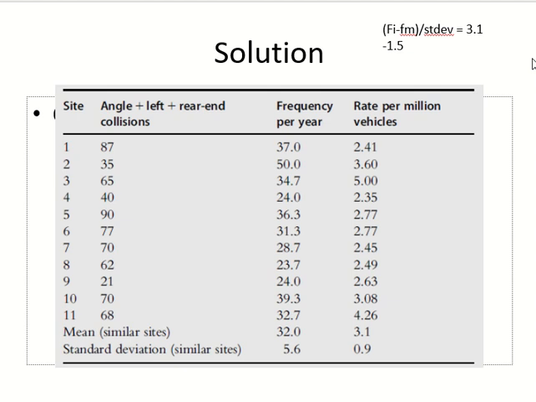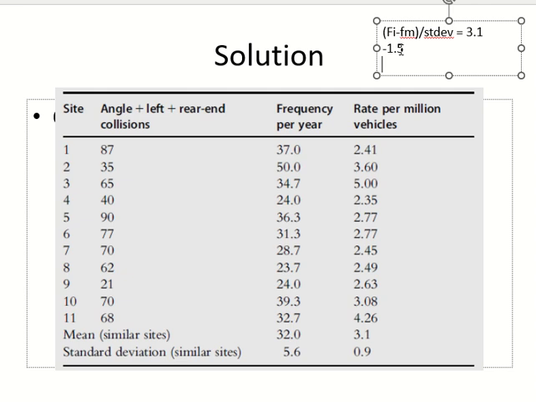Now we will focus on their rates. The 2 newly constructed sites are site number 2 and 9, right? We will do the same thing but with the rate now. I'll take, for example, site number 3. Site number 3 has a rate of 5. The mean rate is 3.1. Divide by the standard deviation, which is 0.9. How much? And this for site number 11?